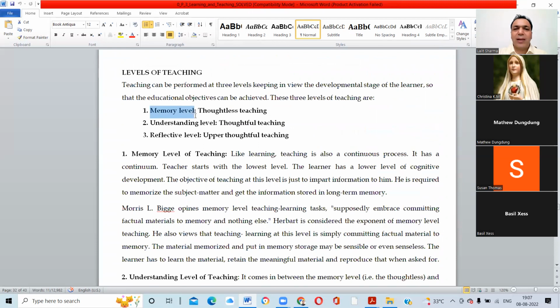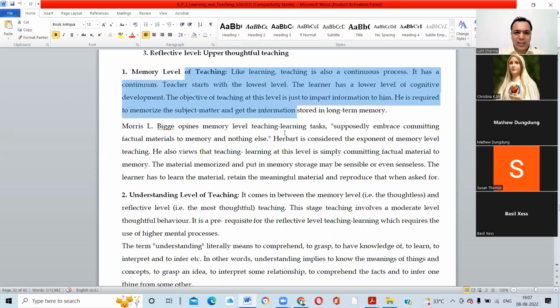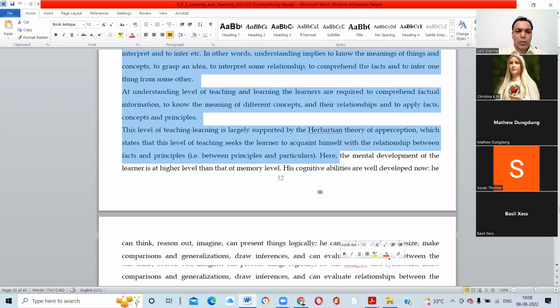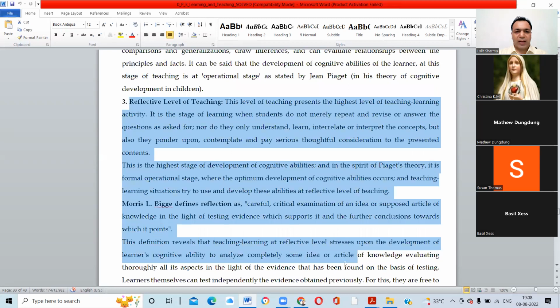One is memory level, which is called thoughtless teaching. Second is understanding level, which is called thoughtful teaching. Third is reflective level. It is called upper thoughtful teaching. Okay, memory level teaching, what? Okay, you can explain. Then understanding level of teaching, you can explain, and then reflective level of teaching.